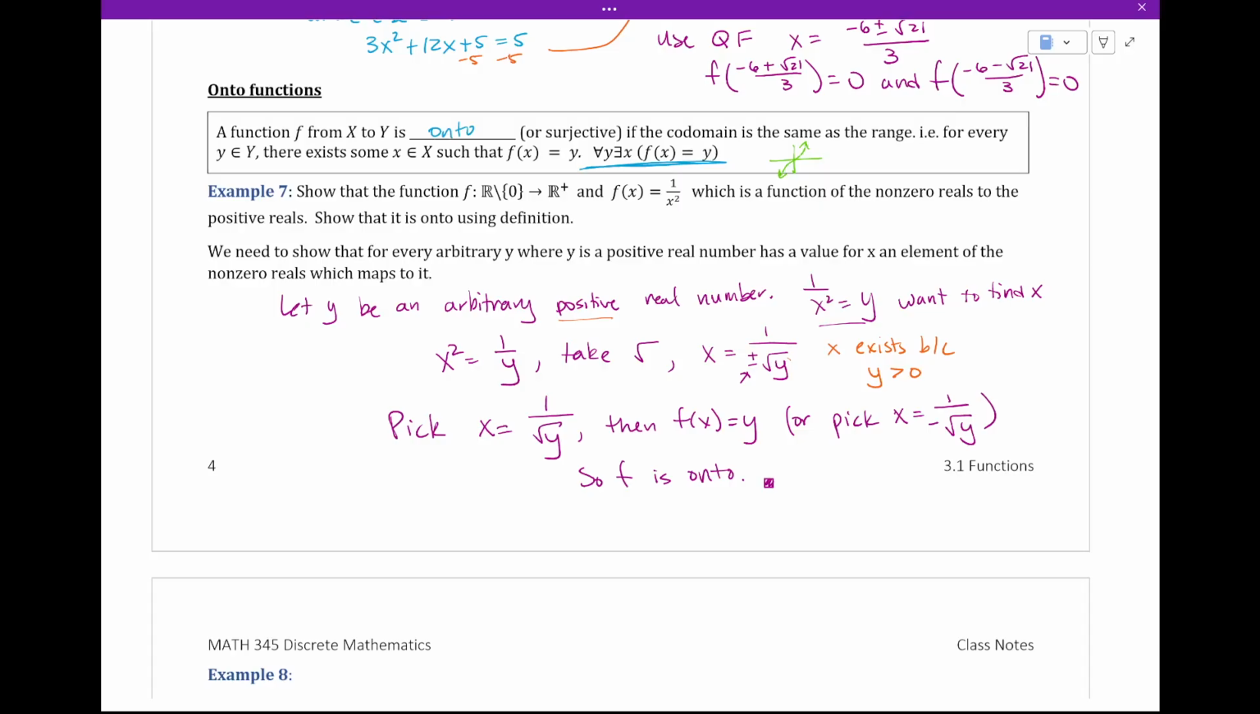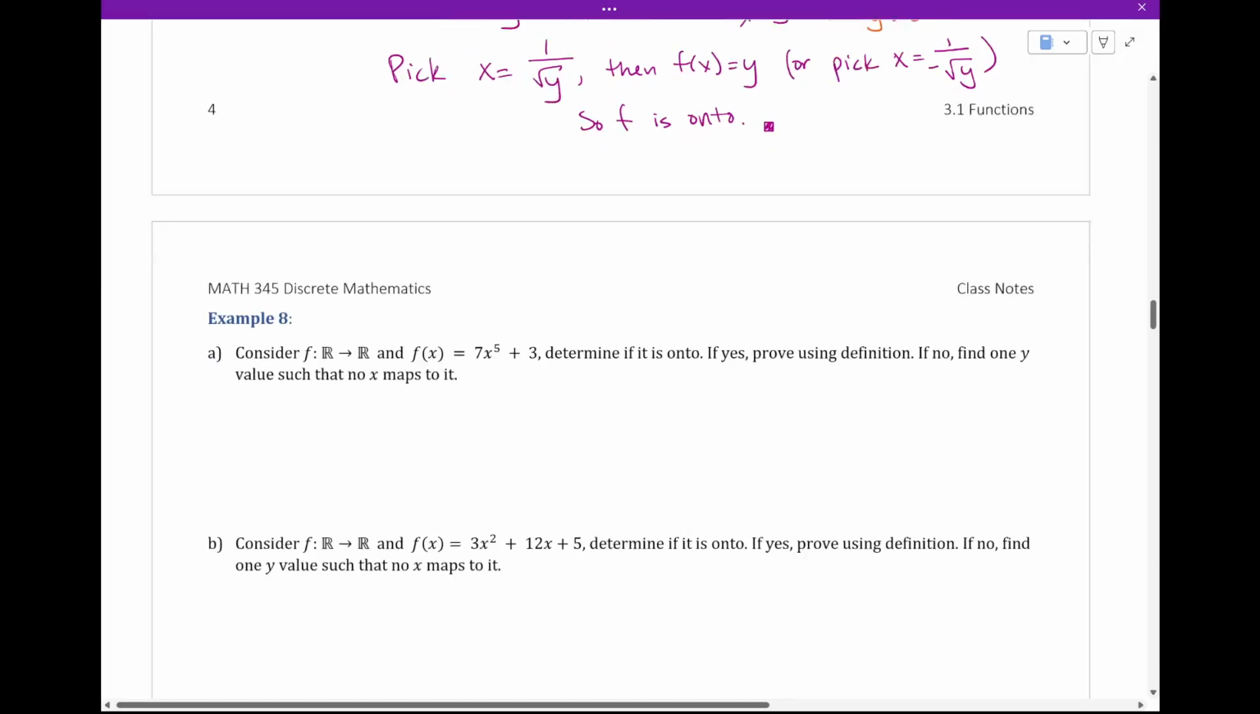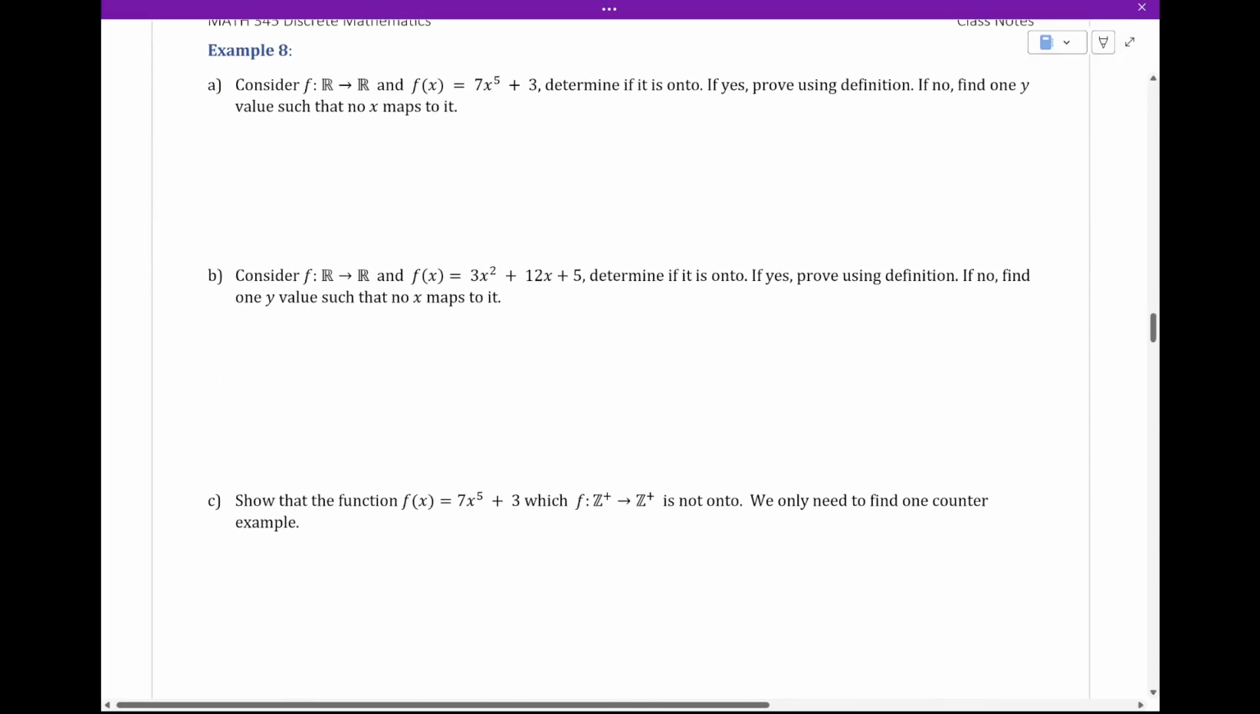Let's do another example of onto. This is a function that you should recognize. We did this one already. We showed that this one was a one-to-one function. So how exciting. Now we get to show whether or not it is onto. Consider f, the function from real numbers to real numbers. f of x is 7x to the 5th plus 3. Determine if it is onto. If it is, prove it using the definition. If not, find a counterexample. That's what we're looking for.